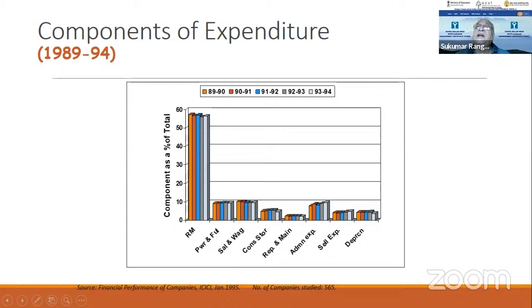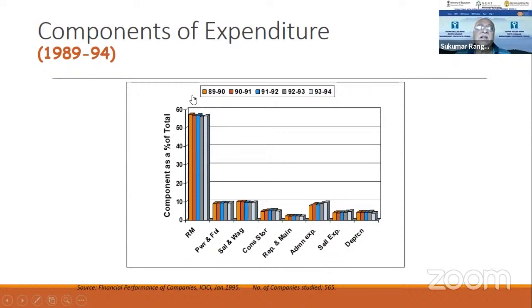In process industry, it is different. In process industry, the raw material component is even more, actually. But in manufacturing industry, this is the kind of thing. About 55% on an average is the raw material component. Power and fuel is about 8 to 9%. Salaries and wages about 10%. And so on. Administrative expenses is about 9%. Selling expenses is about 4 to 5%.